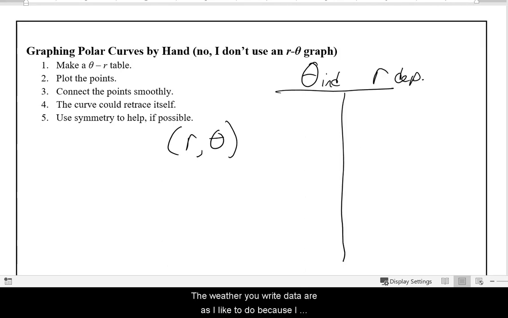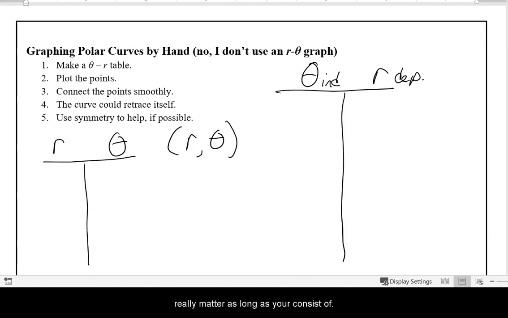So whether you write theta r, as I like to do, because I know theta is the independent, or whether you want to leave it in the format of the ordered pair, doesn't really matter as long as you're consistent. What do you choose first? You better choose theta. Theta's the independent variable. Whichever form you write it in, you're going to pick the theta values. And what do you pick?